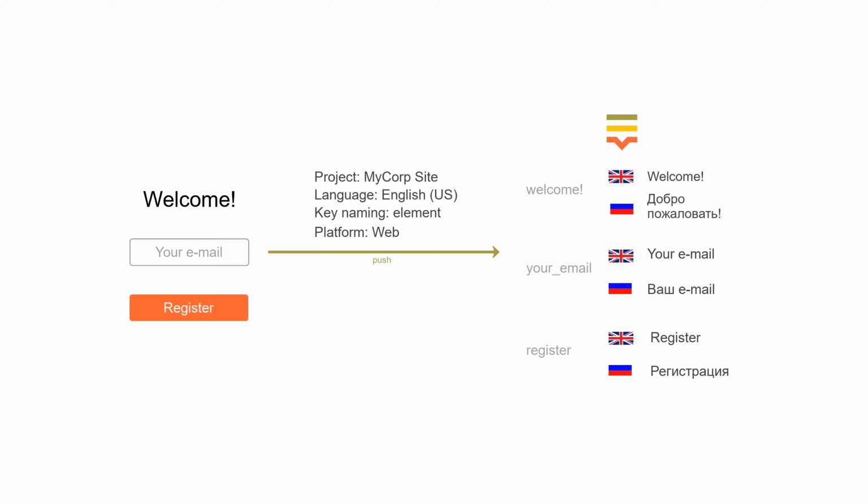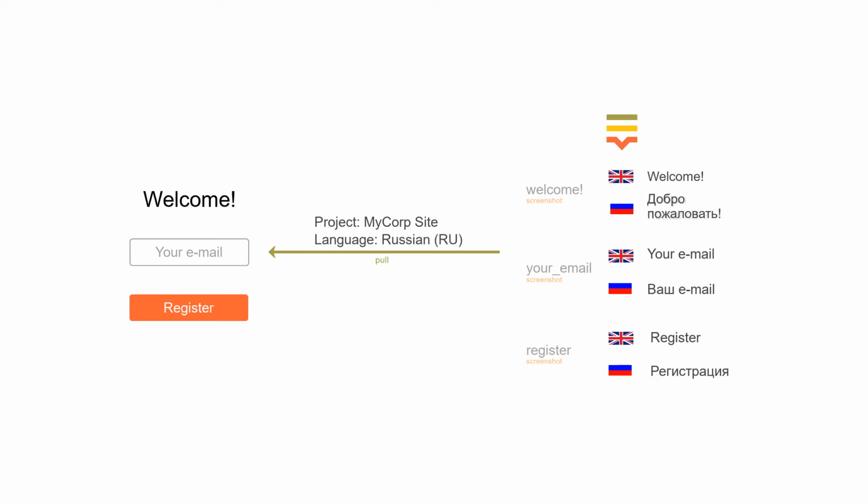Moreover, it is possible to automatically generate screenshots for each key, showing where and how the text is being displayed in your interface. After translating text to another language, you may want to see how the localized interface will look. To achieve that, you simply select a language in the plugin and pull the corresponding translations. The interface will be updated nearly instantly.